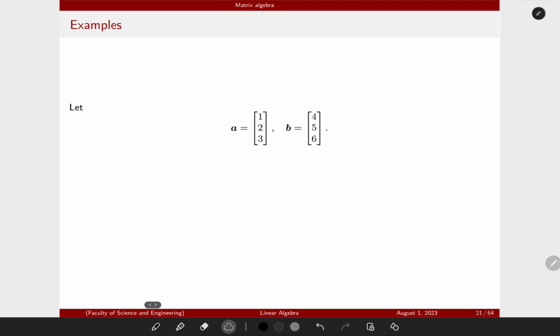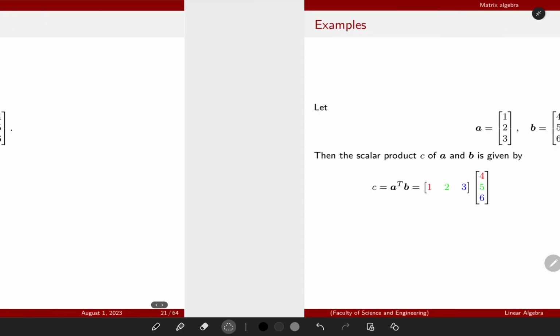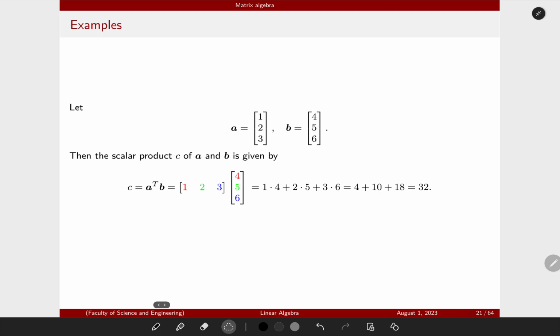Right, so let's do an example. First we do an example of the scalar product. So we have a is this column vector and b is this column vector. And then their scalar product, we multiply this 1 by this 4, this 2 by this 5, and this 3 by this 6, and we add them. So we can imagine this as pairing these numbers up with the same color. And then we multiply and we add, and we find that this is 32.